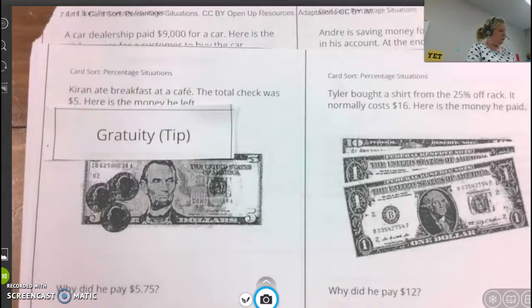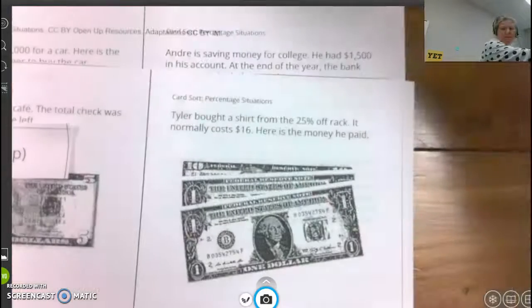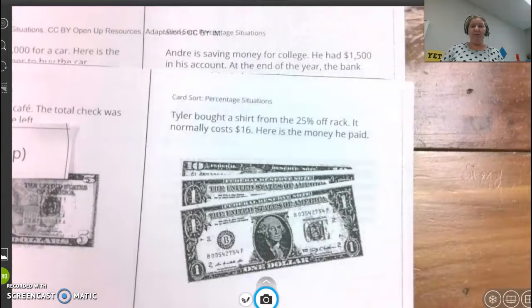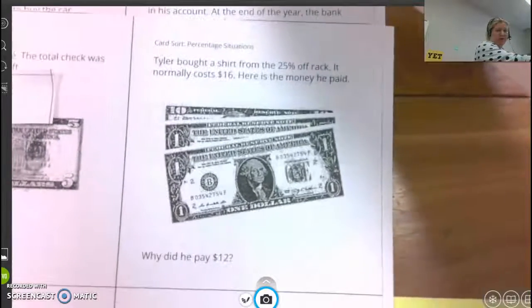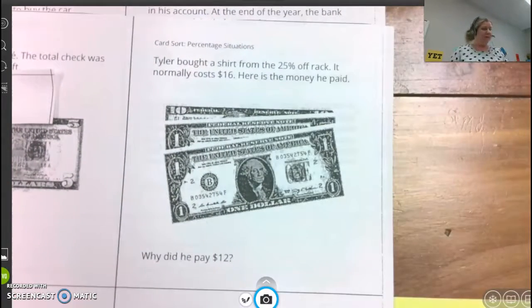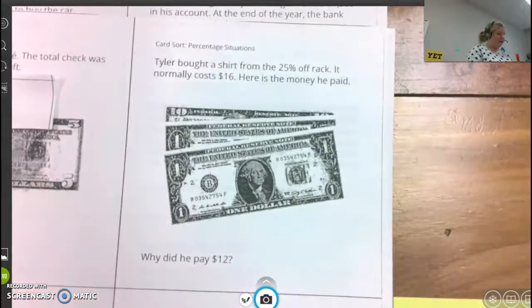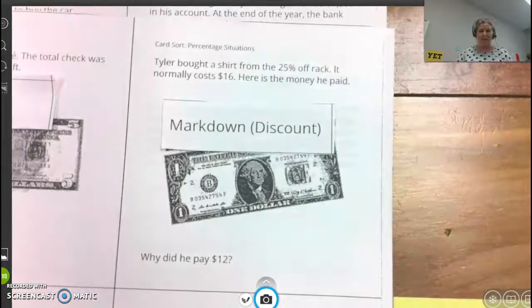The next one, side of that one, Tyler bought a shirt from the 25% off rack. It normally costs $16, but here's the money he paid. So there's $12. Why did he pay $12 when it's normally $16? That's because it was a discount, also known as a markdown.